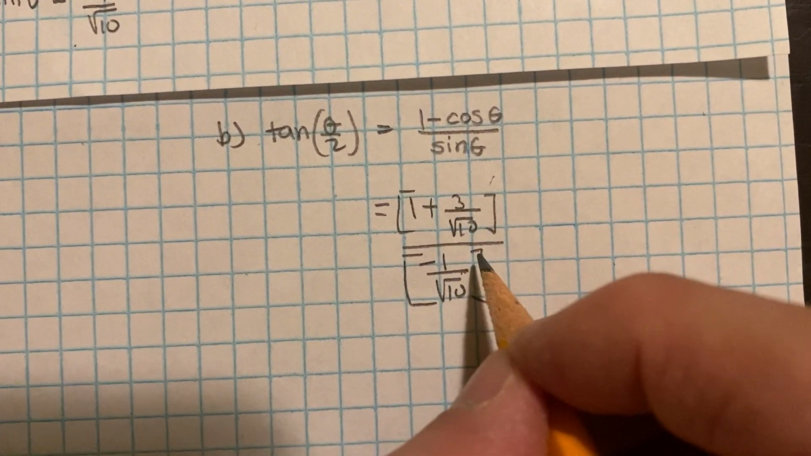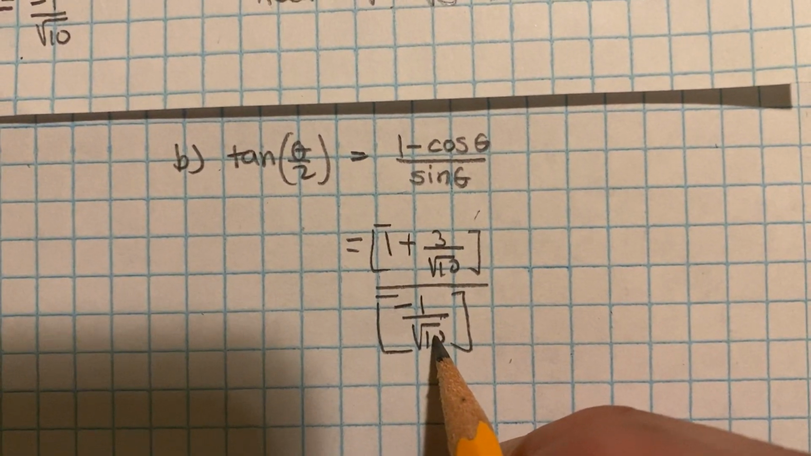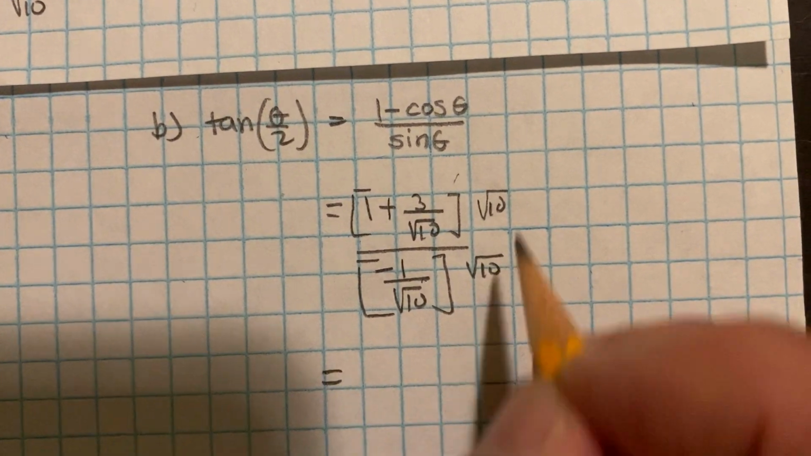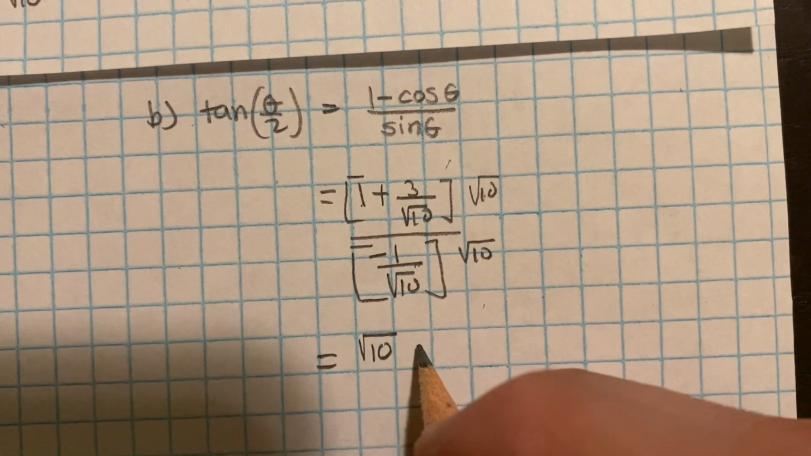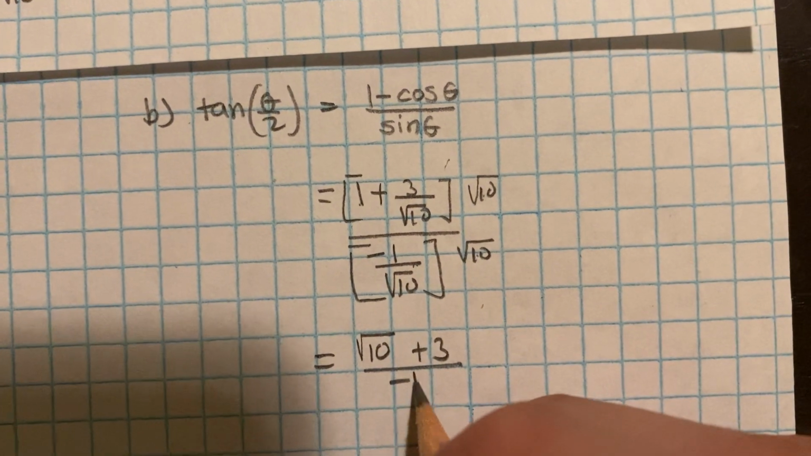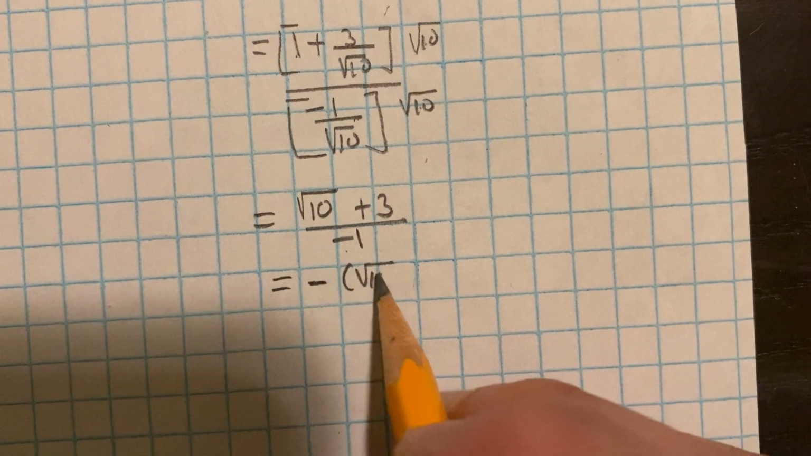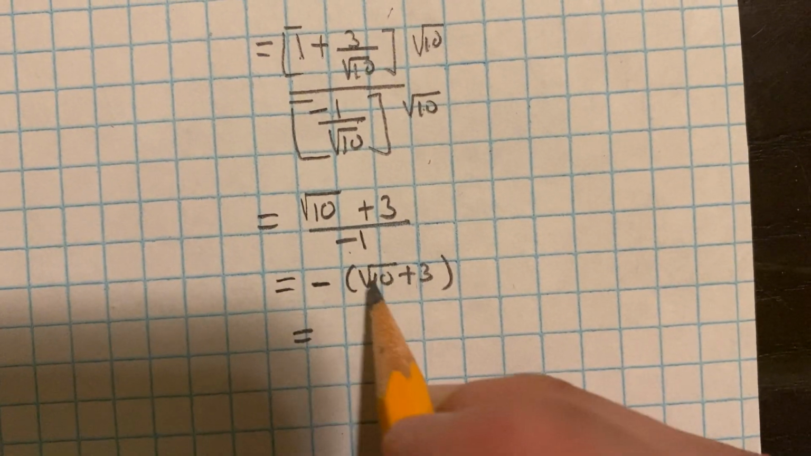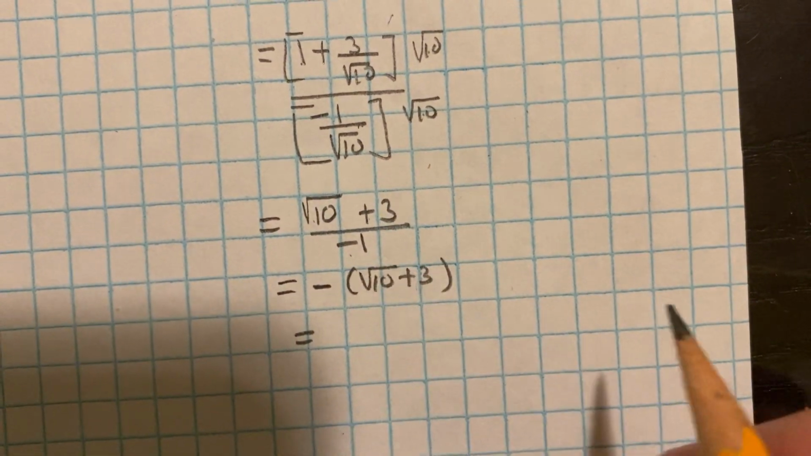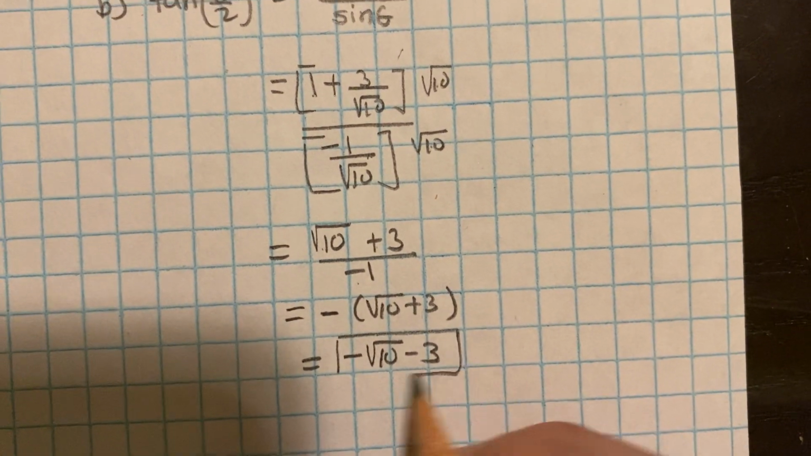Okay, so to get rid of this complex fraction, I'm going to multiply top and bottom by square root of 10. Distribute, you're going to get root 10 plus 3. Root 10 times root 10 is just 10, so you're going to have negative 1. And you can move this negative up here. Okay, so when you move it up there, make sure you put this in parentheses. Otherwise, if you just put the negative here in front and don't put parentheses, you're going to get it wrong. So negative root 10 minus 3 would be the simplified answer.